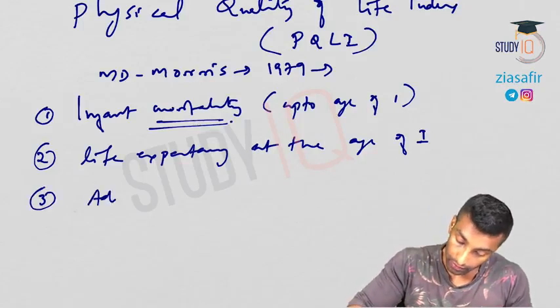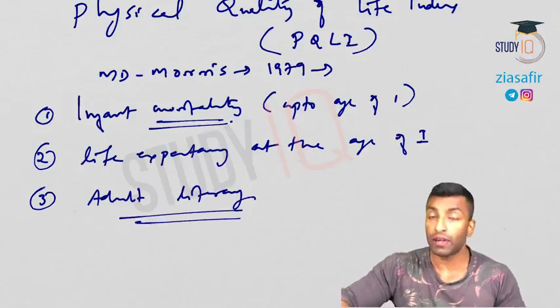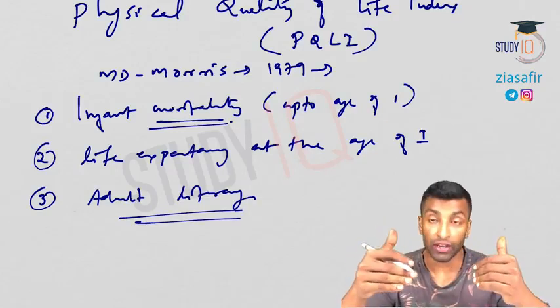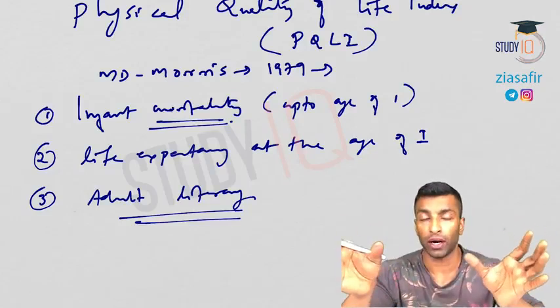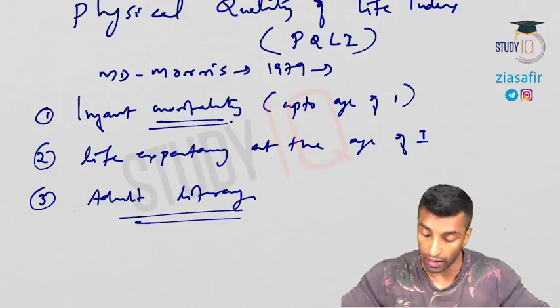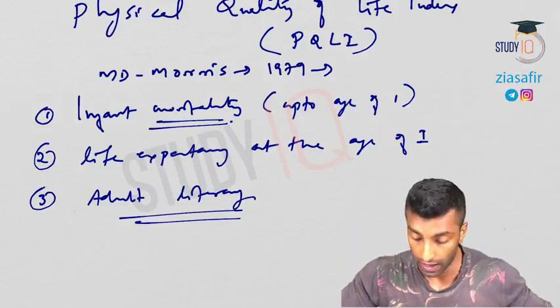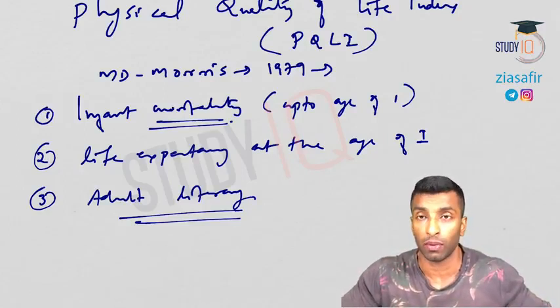Third one, adult literacy. Okay, so you will construct an index based on the average of these 3. For all the 3, the value will be taken between 1 to 100, and the average will be taken, and this value will be constructed, and that's what PQLI, physical quality of life index, is. So these 3 dimensions, you need to remember the names. You need to also know about net economic welfare.